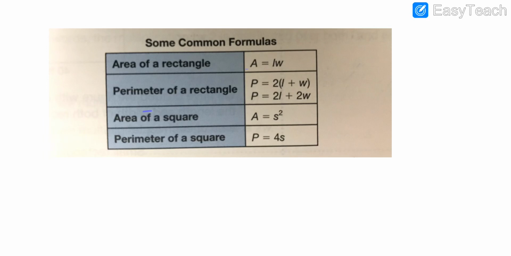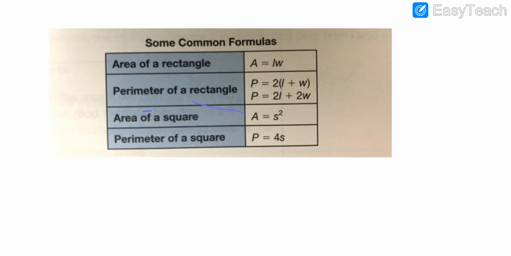We have perimeter of a rectangle. The P stands for perimeter, and that is equal to 2 times the length plus the width. Or you could say it as perimeter equals 2 times the length plus 2 times the width. We have area of a square, which is area equals the side squared. Perimeter of a square is the perimeter equals 4 times the side, the length of the side.